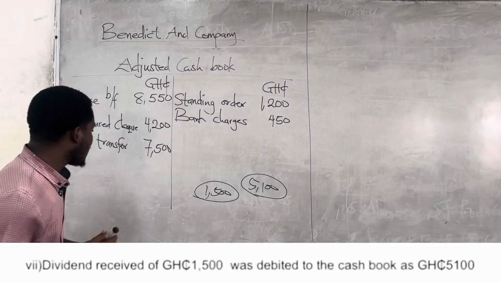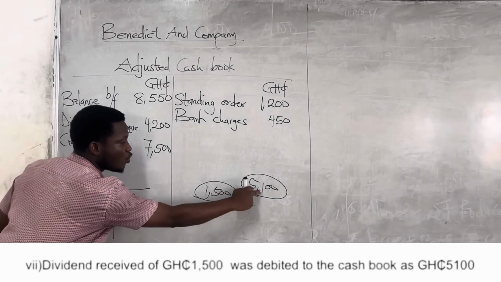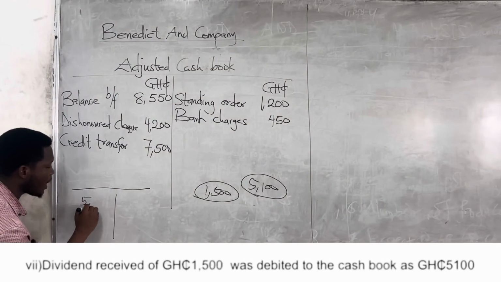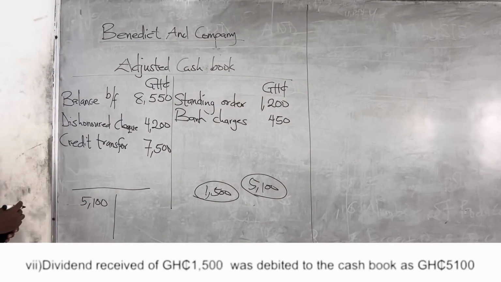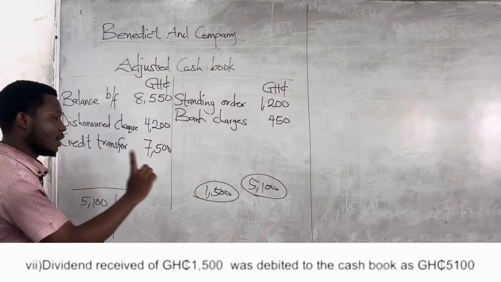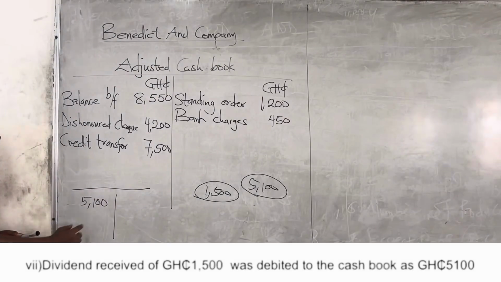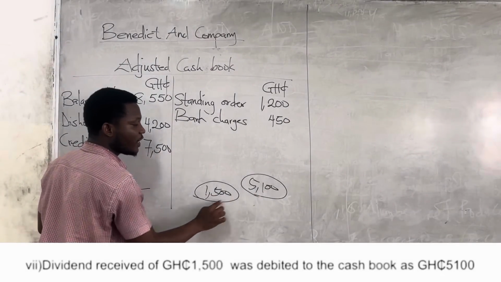So in your cash book like this, instead of recording this, we recorded this. So we have 5,100. And now you have gotten to know that the real amount is this, which is 1,500. So we have to get this. So what will you do? You have to compare these two figures and find the difference.